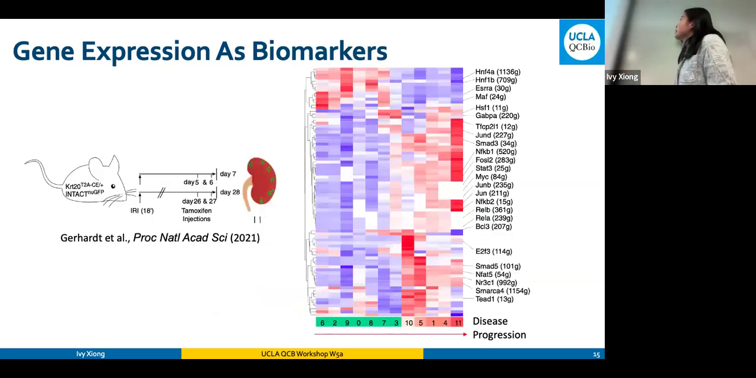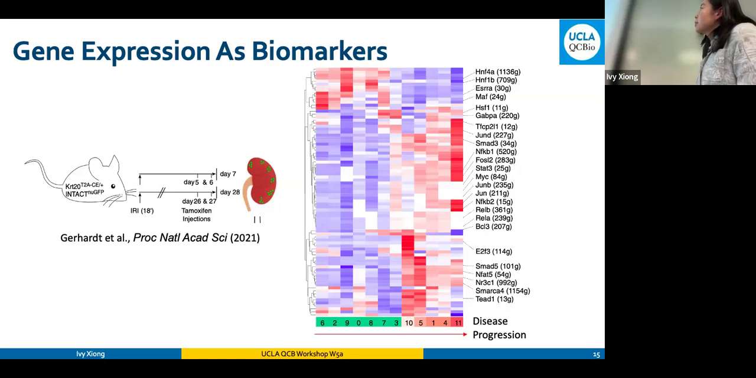Another strand of research that is very popular is using gene expression as some sort of biomarker. In this case, we're looking at kidney injury. So we can sequence the mRNA species in the same mouse model at different time points of treatment. If we induce an ischemia reperfusion injury, we can trace how their gene expression in the kidney changes over time. As we're going from left to right, that's basically indicating disease progression.